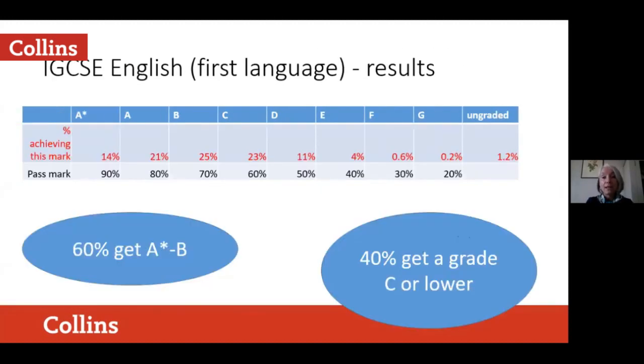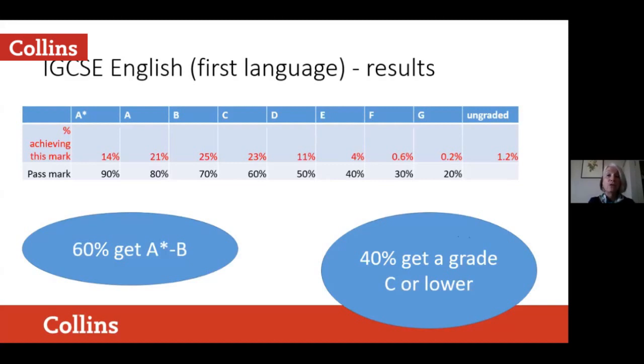I've had a look at the examiner's reports and at the results for IGCSE English. And while a lot of students do pretty well and get an A star or an A or a B, 40% of students actually don't do very well in this exam. And of course, when we have parents paying hard-earned money to send children to school, they're looking for good marks.